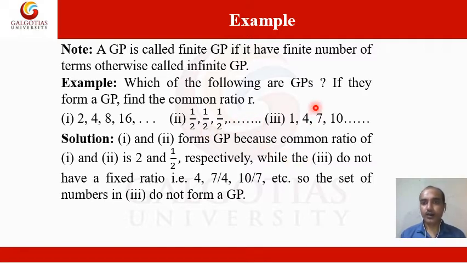While in the third case, the ratio of second and first term is 4, third and second term is 7 by 4, fourth and third term is 10 by 7. It is clear from this that the ratios of consecutive terms are different. So this list of numbers does not form a GP.